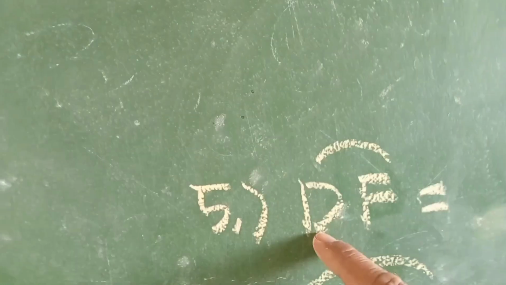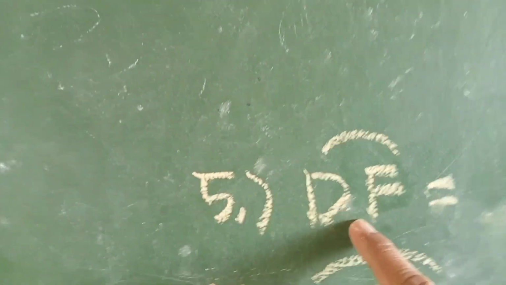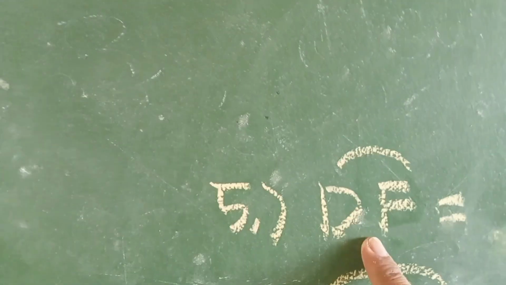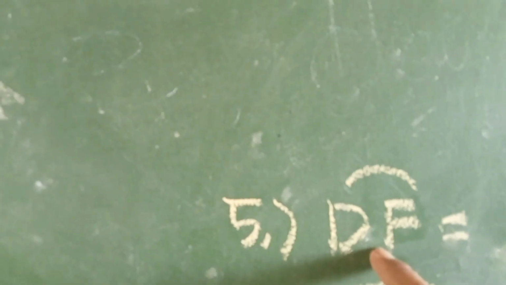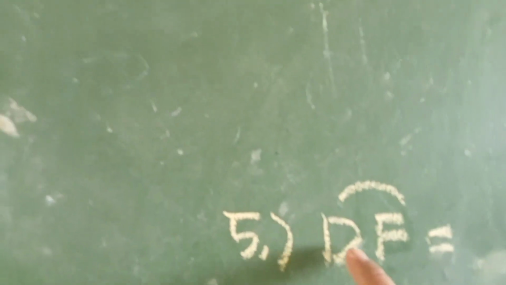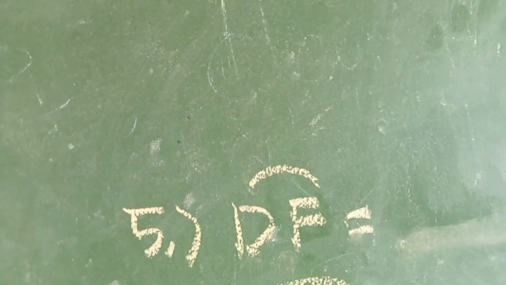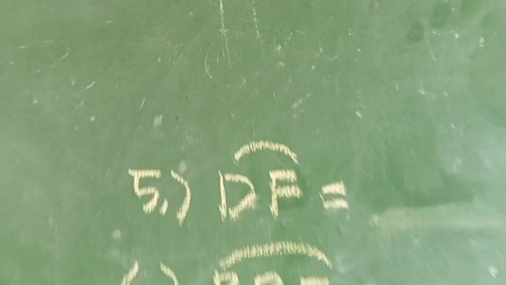What is the measure of arc DF? Since there are only two letters being used here, your conclusion should be that this is a minor arc, so its measure is less than 180 degrees. Let's try to locate arc DF in the given figure. Arc DF, you start from D moving towards point F. So that's how you interpret the given.